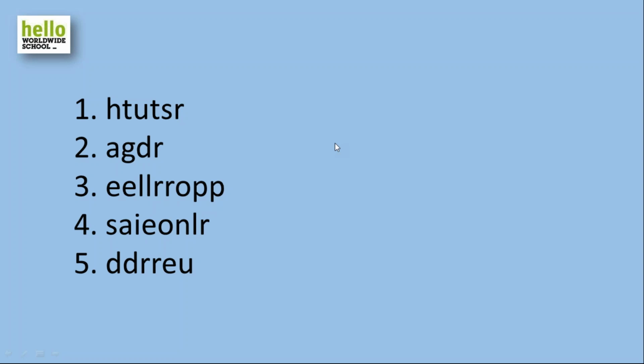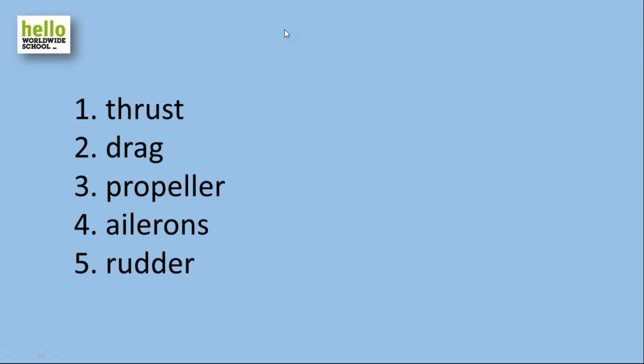Double E, double L, double R, double P. That's definitely part of the plane. Very good. Propeller. Okay, so we've got thrust, propeller, drag. Okay. What about number 4? That was the thing that had a funny pronunciation. Okay, skip the 4th one. Ailerons. Very good, Bogdan. What about the 5th one? That's the one at the tail. Rudder. Thank you very much, Eva. Okay, so let's have a look at it. It's thrust, drag, propeller, ailerons and rudder.